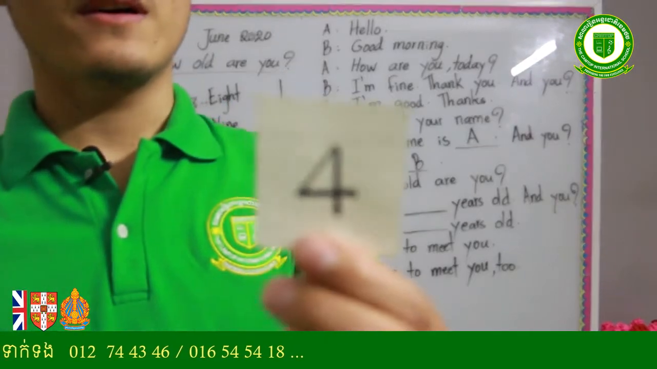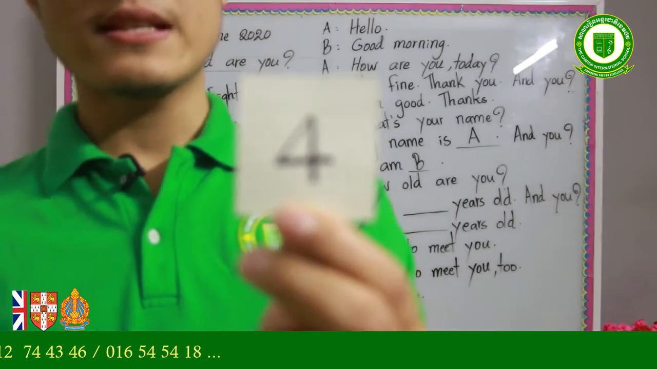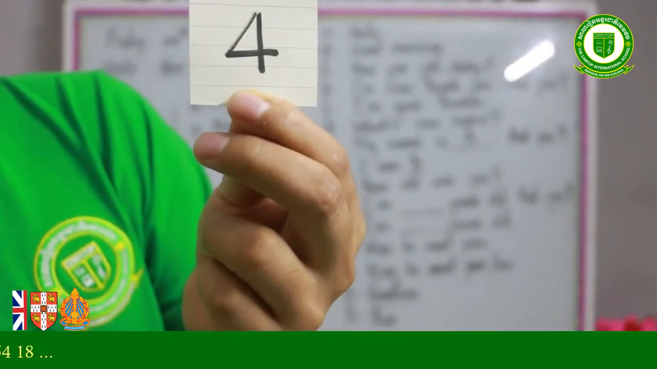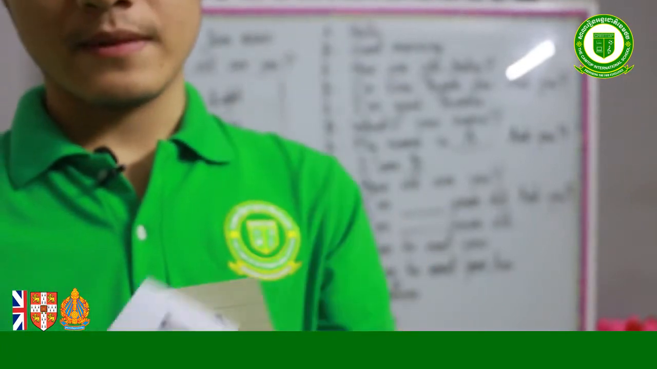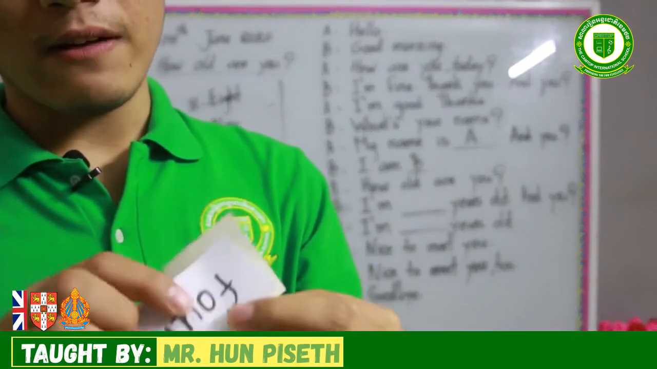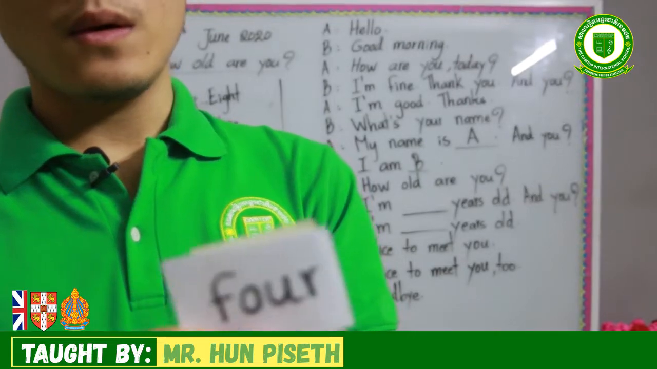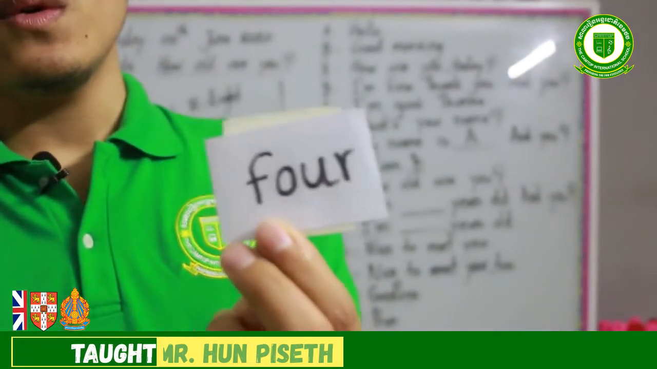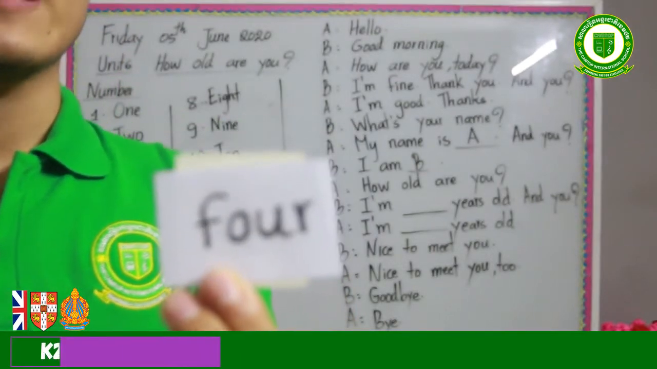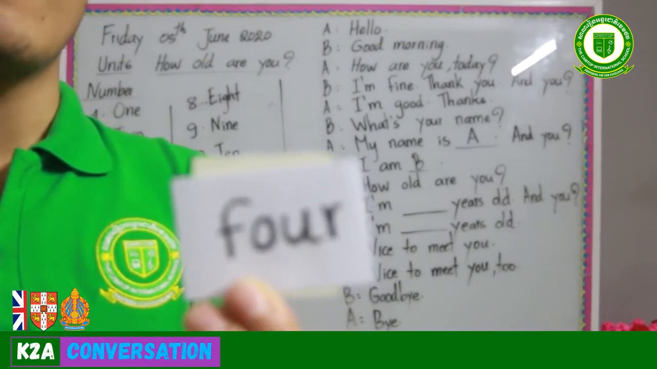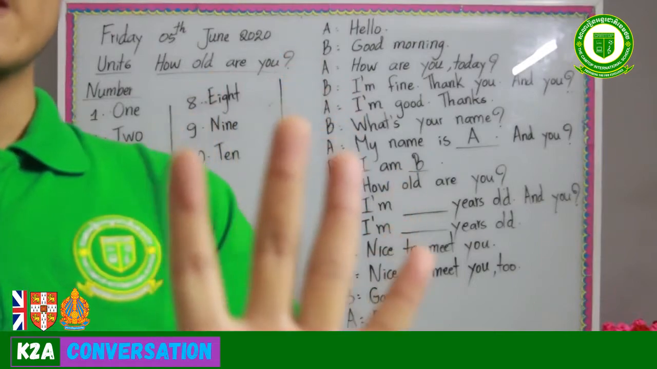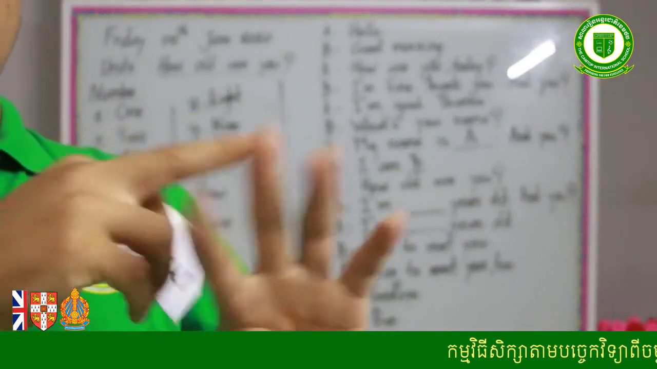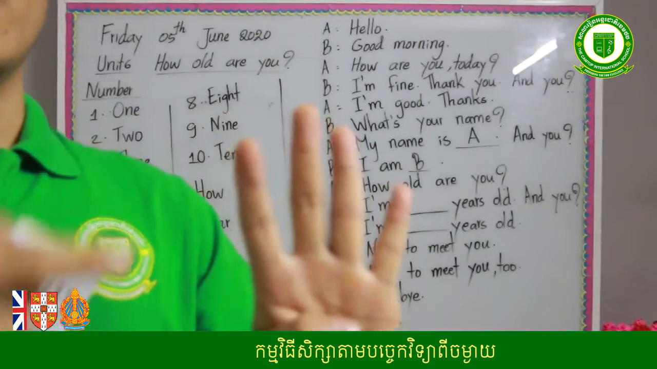The next one is number 4. Read this. 4. Good. How do you spell 4? Here is the spelling of 4: F-O-U-R. Read together, 4. Look at the fingers here. How many fingers can you see? 1, 2, 3, 4. Good job.